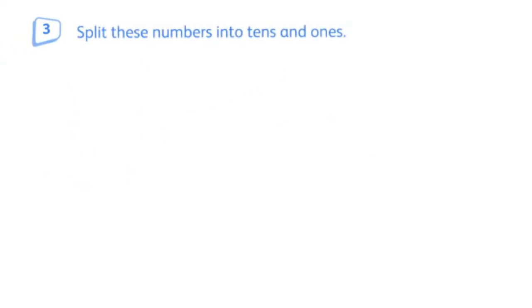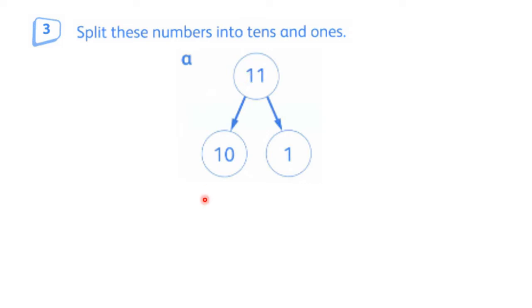Number 3. Split these numbers into tens and ones. So we have our whole number here, 11, and we can split that into 10, which is 1 ten, plus 1 one.